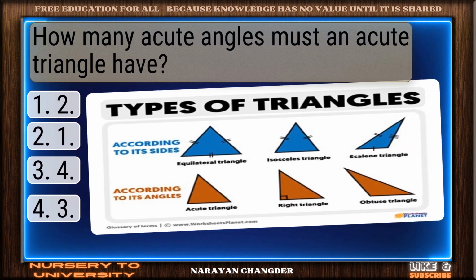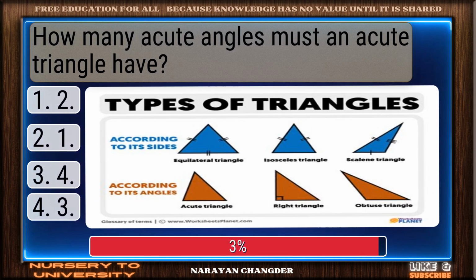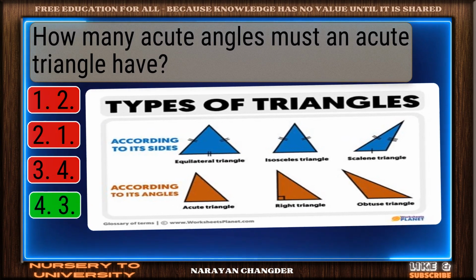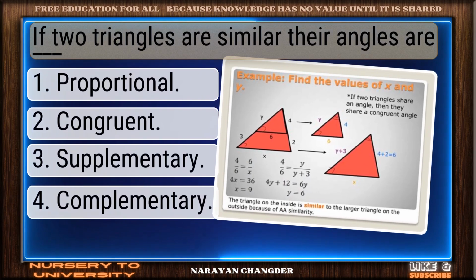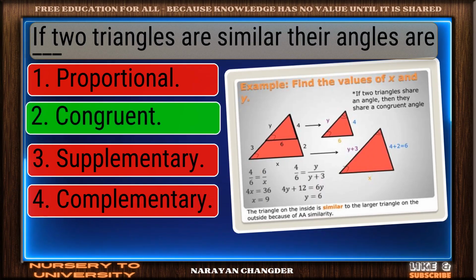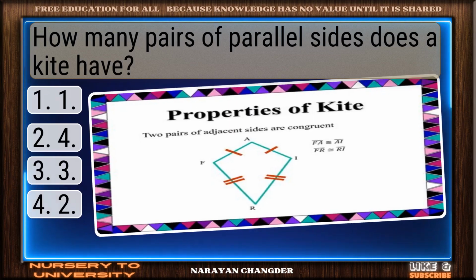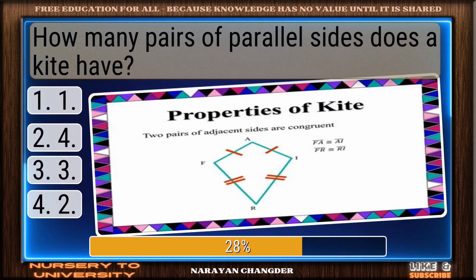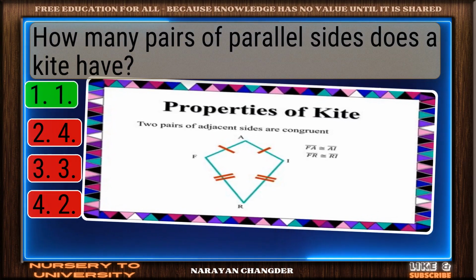Question number 124. How many acute angles must an acute triangle have? Perfect. 3 is the correct choice. Question number 125. If two triangles are similar, their angles are dash. Clear logic. Your choice congruent is sound and 100% true. Question number 126. How many pairs of parallel sides does a kite have? Right choice. 1 is the best answer.